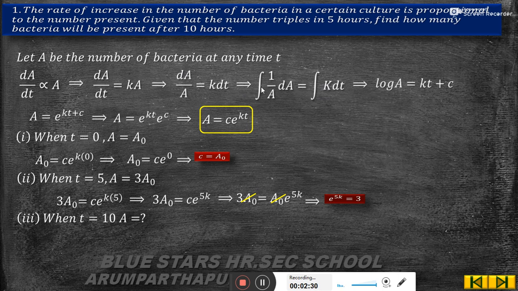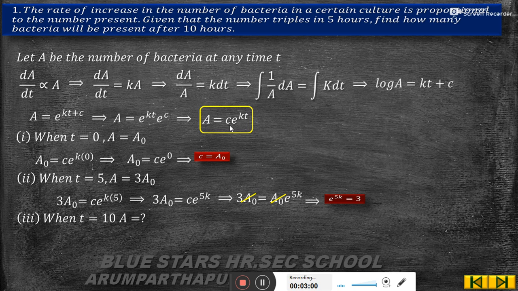The integration of 1 by A is log A. So log A equals Kt plus C. Now I take the exponential on both sides. Therefore e power log A, the exponential and log cancel, so A equals e power Kt plus C. Therefore A equals e power Kt into e power C. We write it as A equals C into e power Kt. So this is the answer for A.